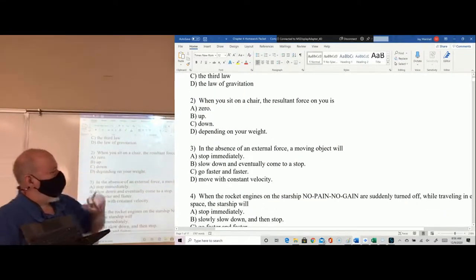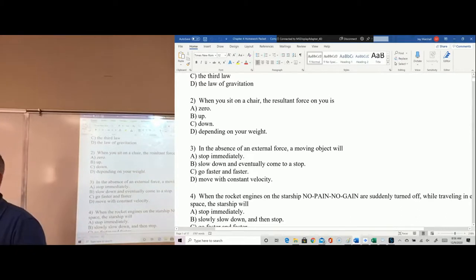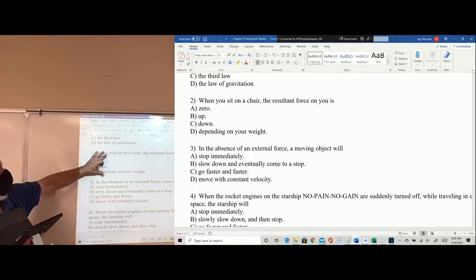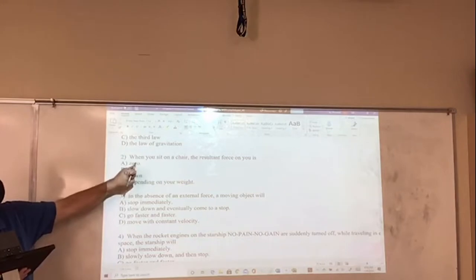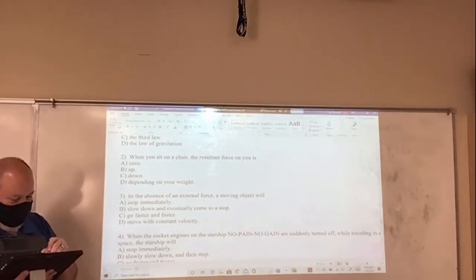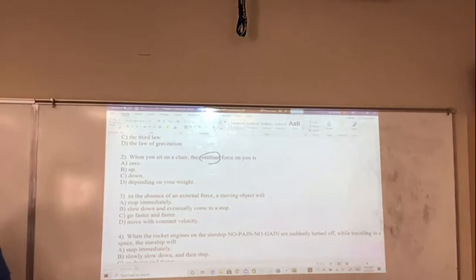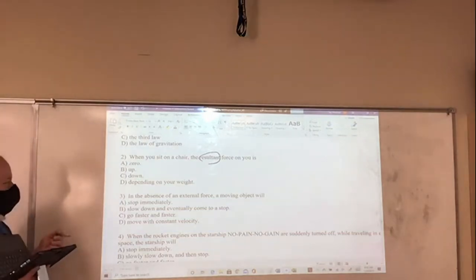When you sit on a chair, the resultant force on you, the net force on you, is what? What's the net force on you when you sit on a chair? Why? Because you're not accelerating. Good job, guys. I'm really impressed in how quickly you've caught on to this. If there is no acceleration, your net force is 0. What's the definition of resultant force? It's a net force, and it's also another term for the sum of forces. Sum of forces, net force, it's all the same thing.